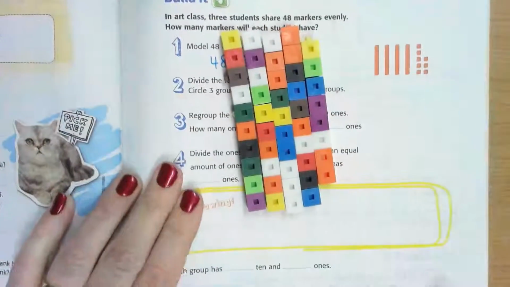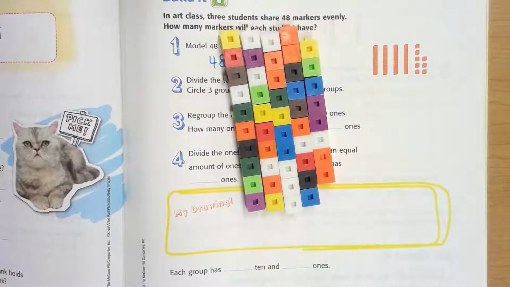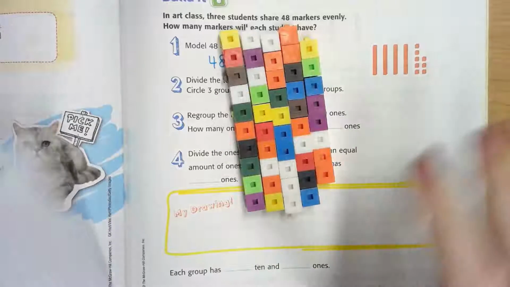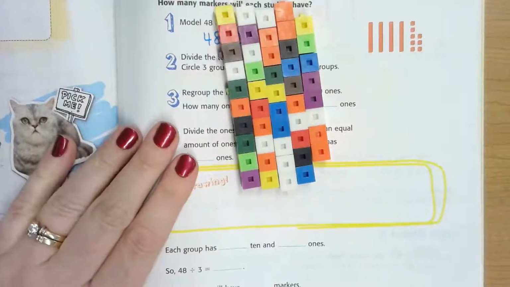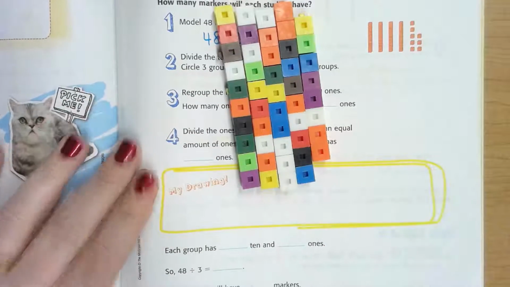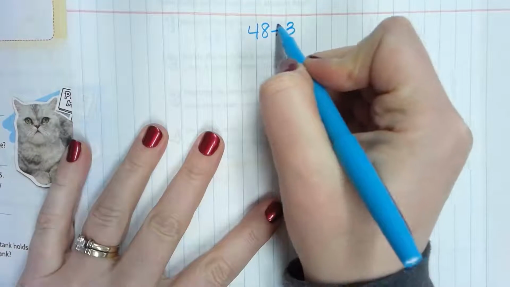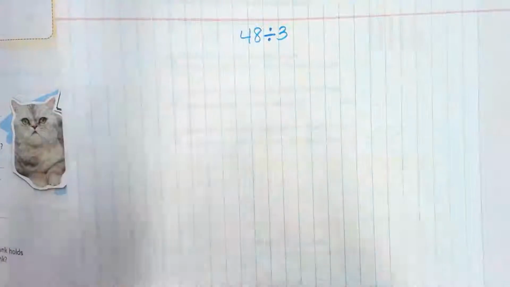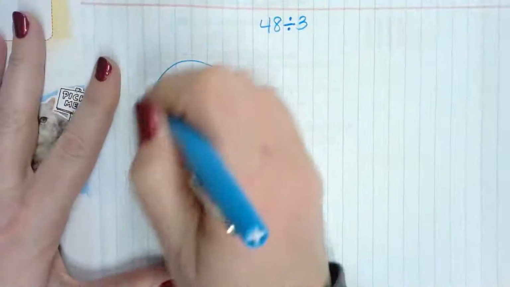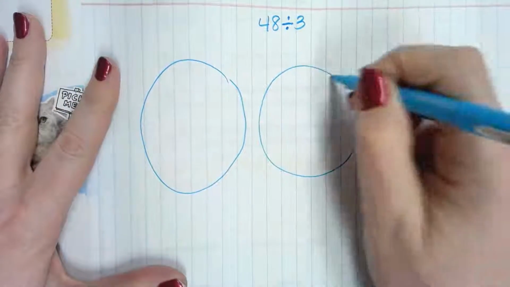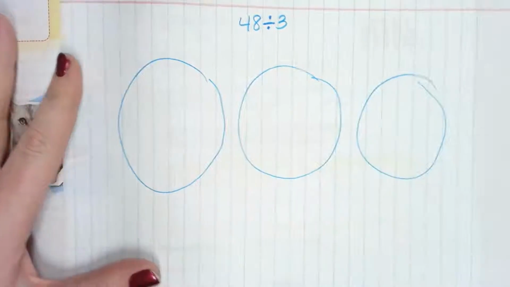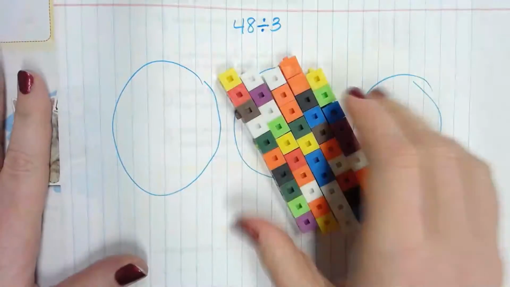Well, I have some blocks here, okay? I'm going to actually do this, and you don't need to pull this out. Actually, here, let me pull out a blank piece of paper. I'm going to write on here 48 divided by 3. You do not need to get paper out. Do not go get paper. I am going to put 3 circles on my paper because I need 3 groups, okay? And I have 48 blocks.